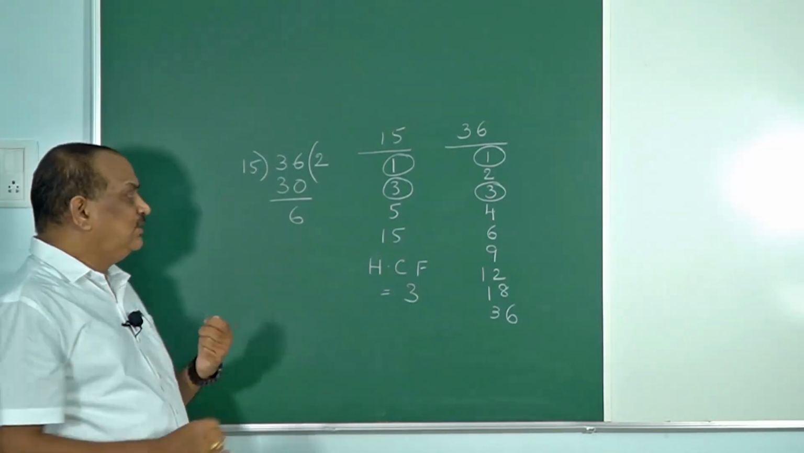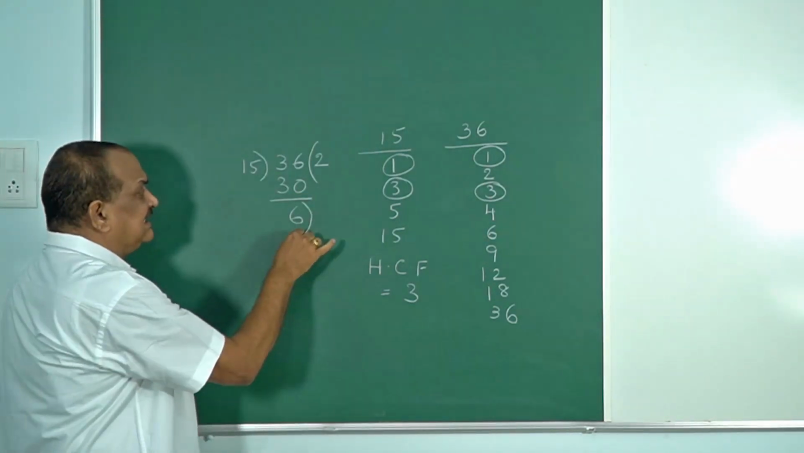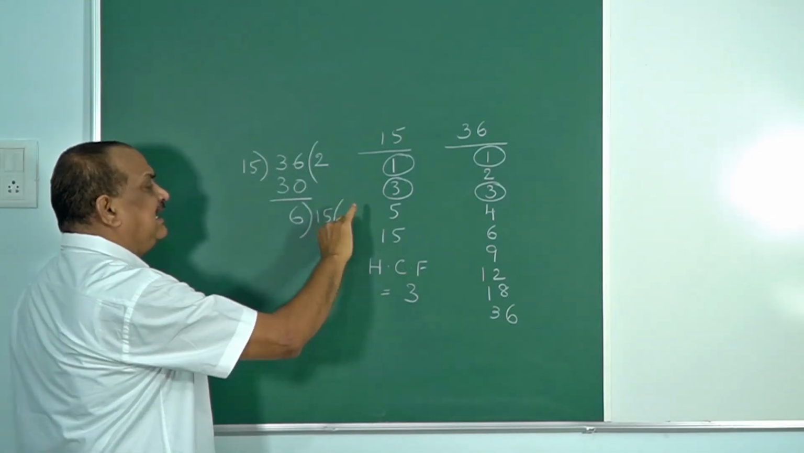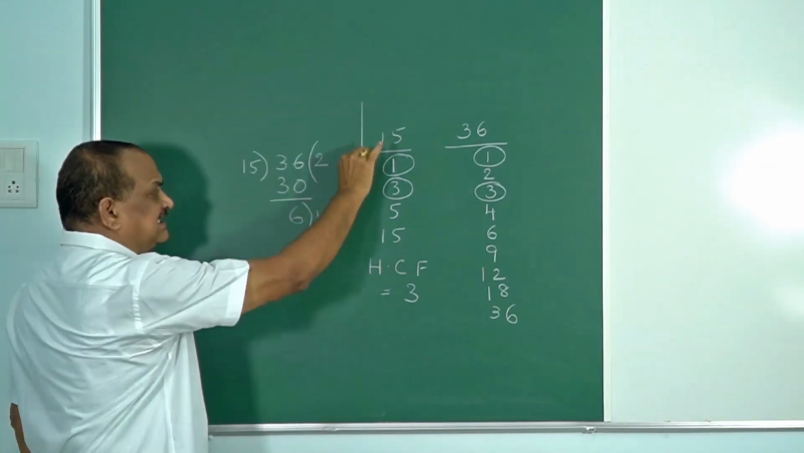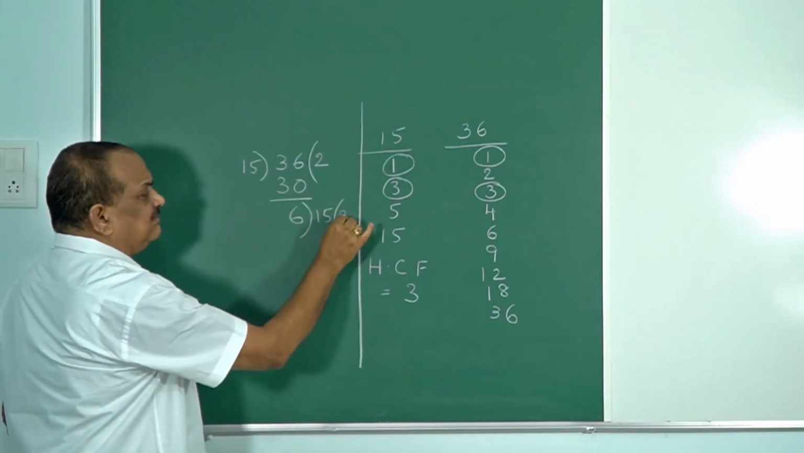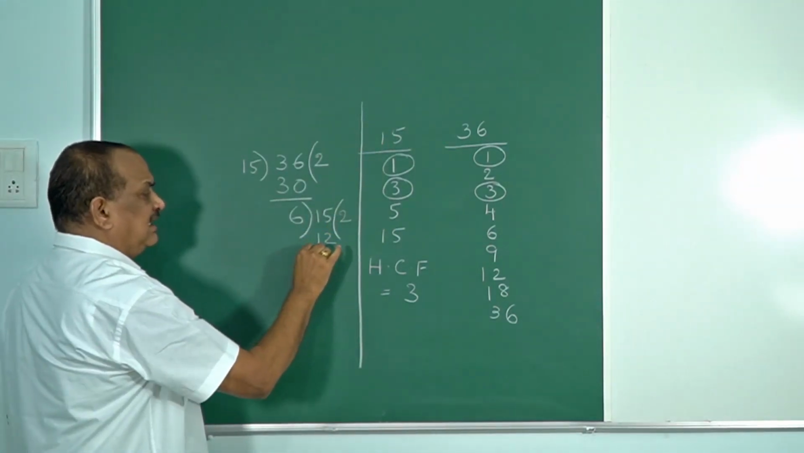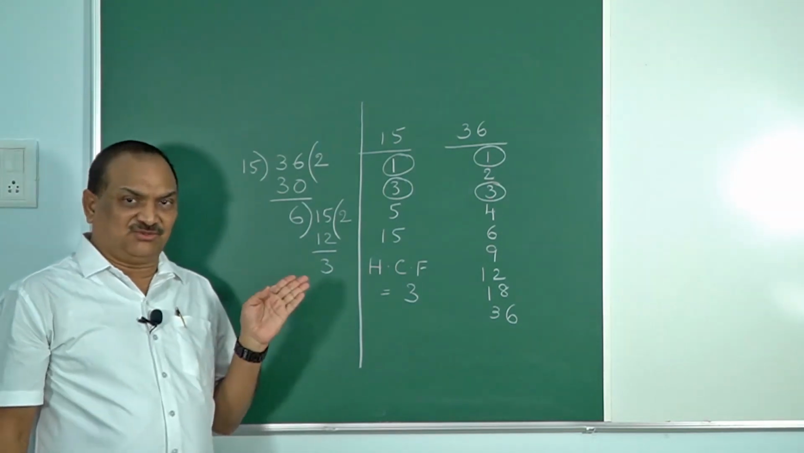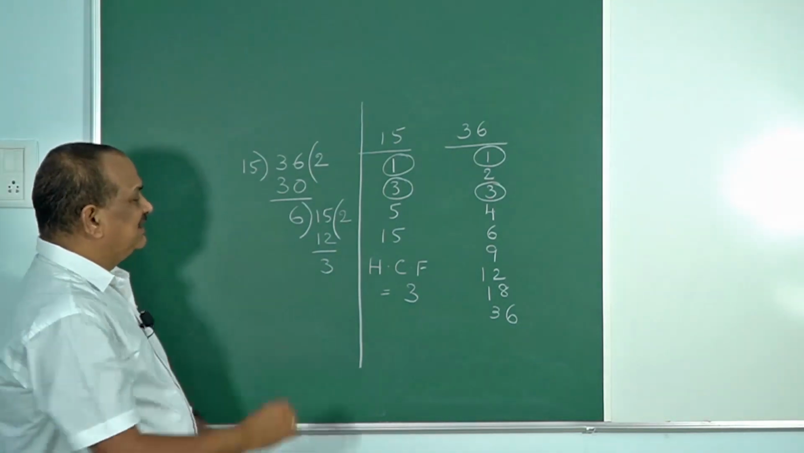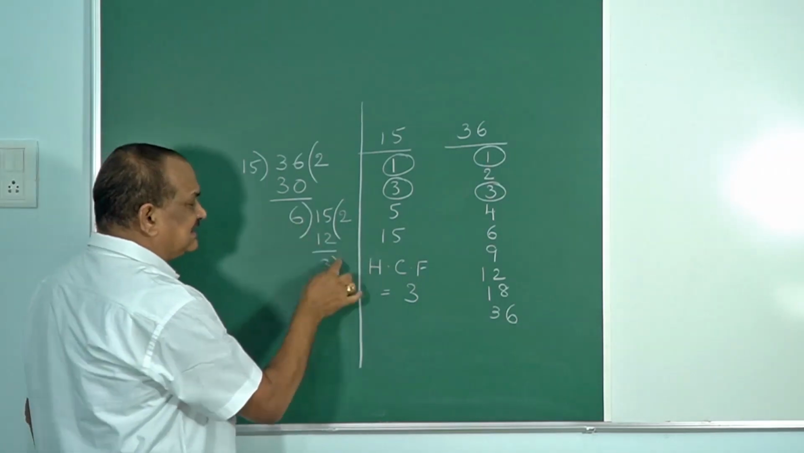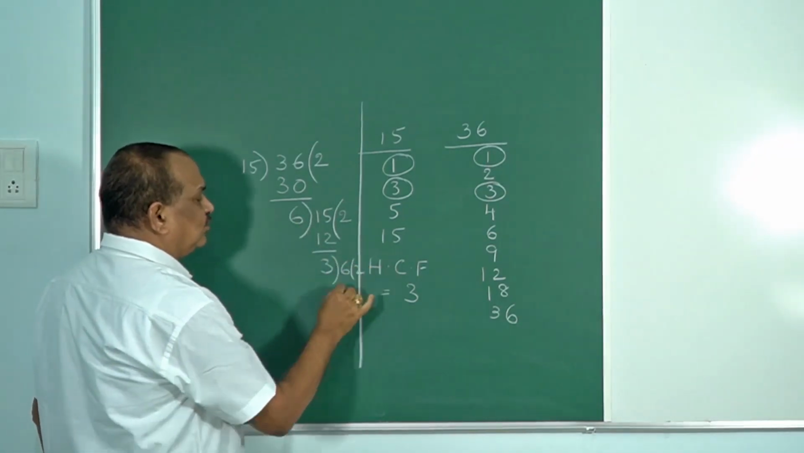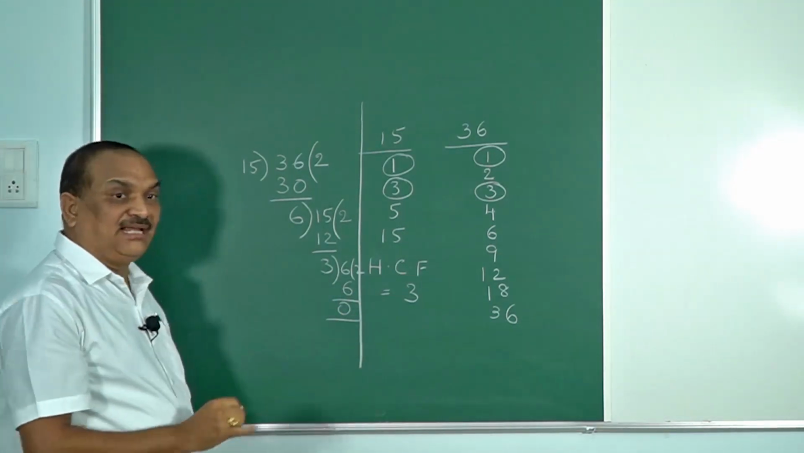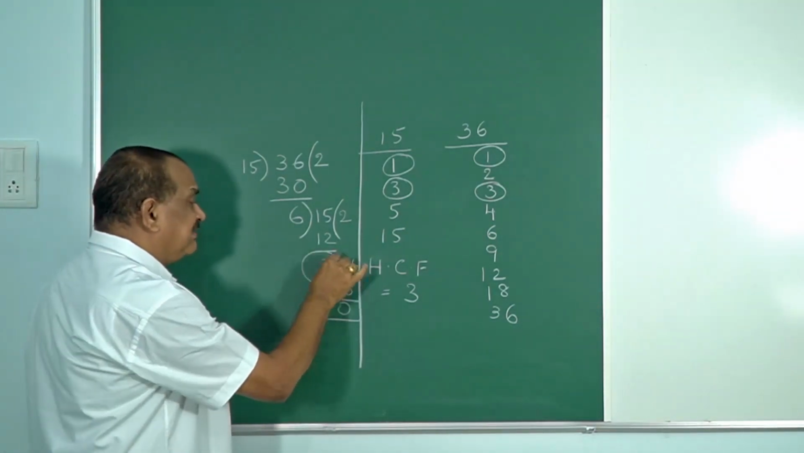So how do I do that is, I take this 15 here, and I continue doing my division. I just draw a line here. 6 times 2 is 12, now 3. Even now my remainder is not 0, so I continue further. So I take this 6 here, and 3 times 2 is 6, 0 is the remainder. So I got 0 remainder, therefore this is my HCF.